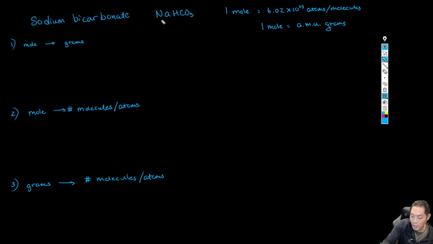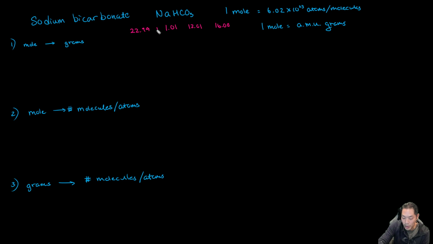So the atomic mass number of sodium, let me choose a different color, is 22.99. So that's sodium. Hydrogen is 1.01, carbon is 12.01, and oxygen is 16.00. It's actually 15.999, but we'll just round it off to the hundredths. So these are the atomic mass units of these atoms. If we add it all together, it will be the atomic mass of sodium bicarbonate.